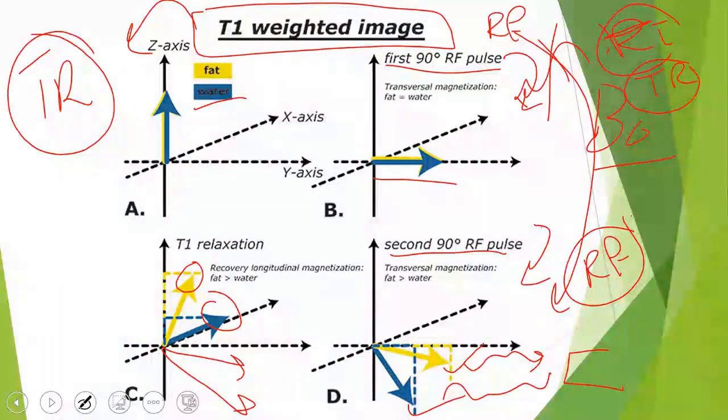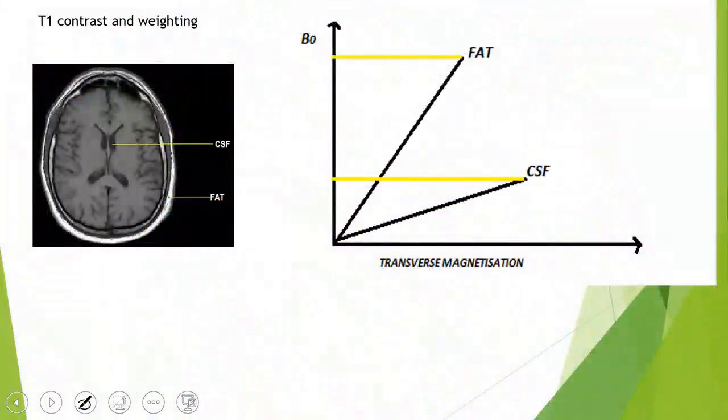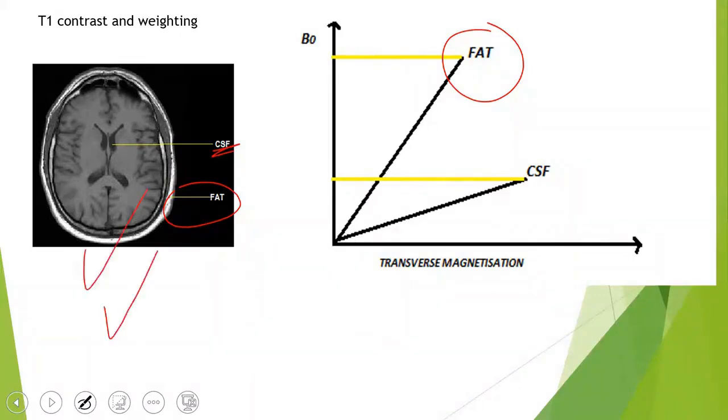Is there a problem with this T1 weighted image? There are no issues. The fat appears more bright, while the cerebrospinal fluid, for example, appears more dark, resulting in your T1 weighted image.